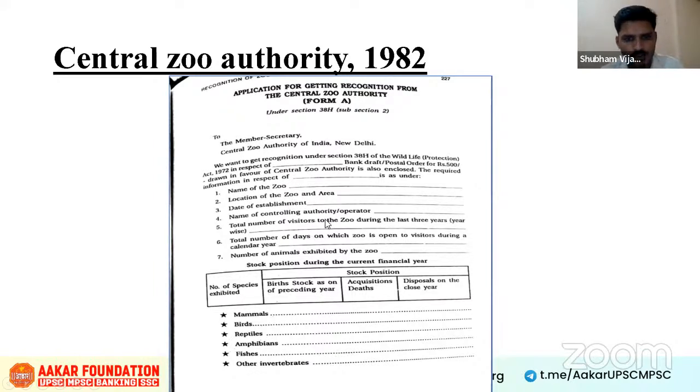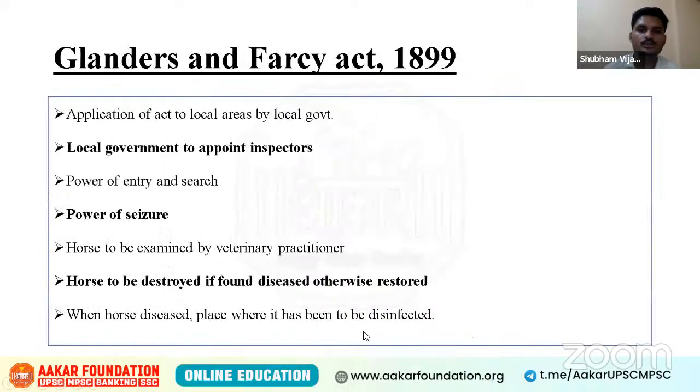Everything has to be mentioned in order to get recognition from one central authority regarding all the zoos. All the zoos of India will come under that one. That's why it is called Central Zoo Authority. In short, it is called CZA, established in the year 1982. So this is the typical format of this recognition. And here, all the animals also have to be mentioned, their name and number, those that are currently in that particular zoo.